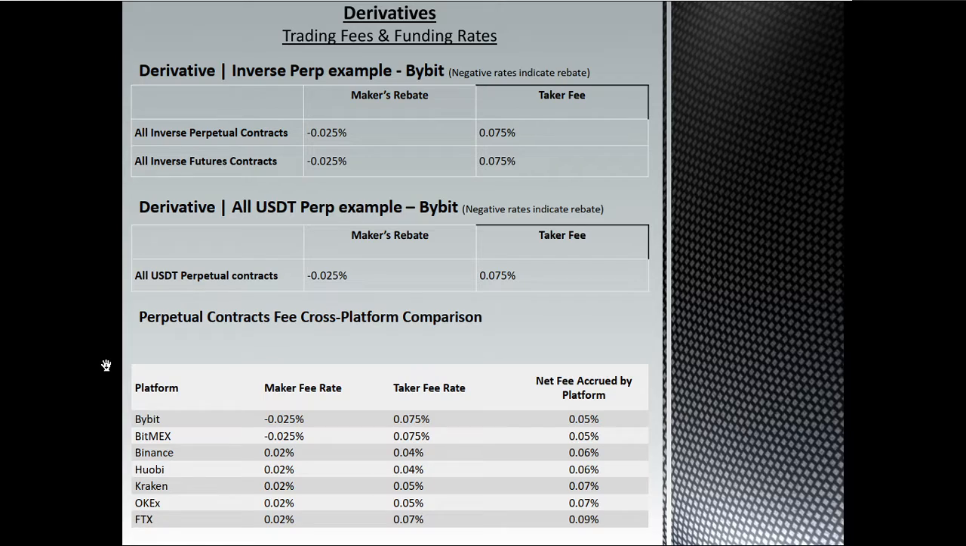Bybit is one of the cheapest out there. Just one other reason I love them. And I know I'm going to sound like a Bybit shill, but they're just great. I've never had a problem out of them.